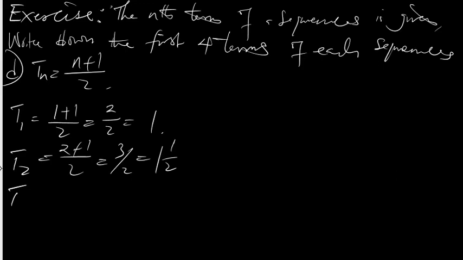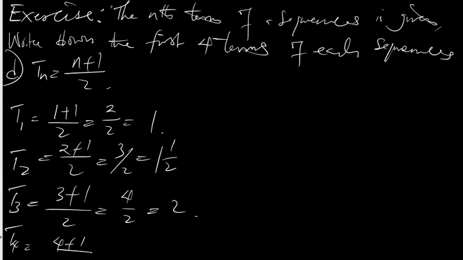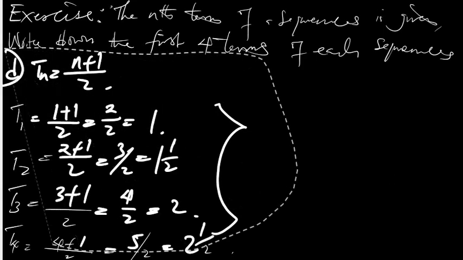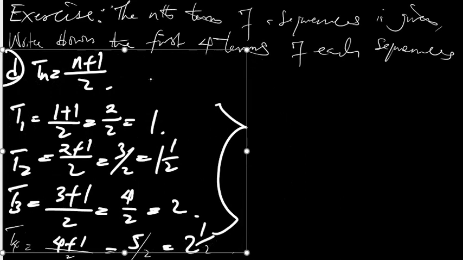So the third term is what? 3 plus 1 divided by 2, which is equal to 4 divided by 2, which is 2. And then the fourth term is 4 plus 1 divided by 2. This is 5 divided by 2, which is 2 and 1 over 2. So that is it for this. Now let's look at the next one. Before we do that, let's erase this particular problem.